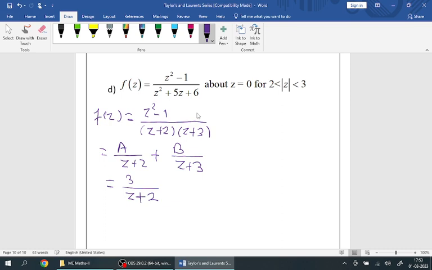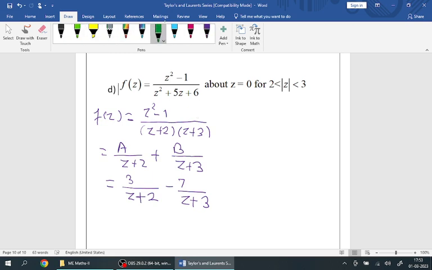To get the value of b, we'll put z as minus 3. 3 square is 9. 9 minus 1 is 7. So 7 will be there. And in the denominator, minus 3 plus 2, which is minus 1. So minus 7, z plus 3. So once you get a and b here, the next part we have to focus on is the region of convergence.